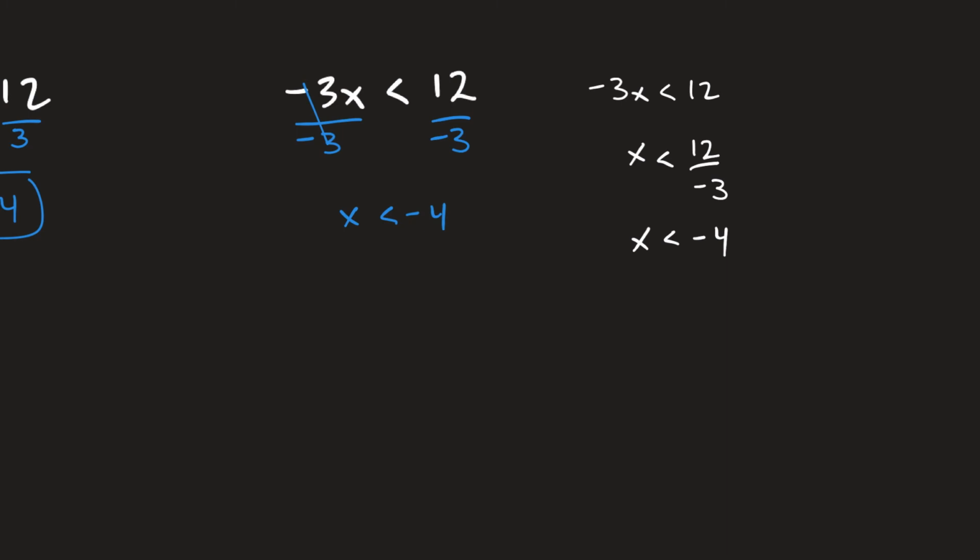Because if I look at my original inequality, negative 3x is less than 12. And how about I pick a number? A number that's smaller than negative 4, like negative 5, right? Negative 5 is smaller. So I'll plug in negative 5 for x, and let's see what happens. Negative 3 times negative 5, that's positive 15. Is that less than 12? And that's a no. That didn't work. So my solution didn't work.